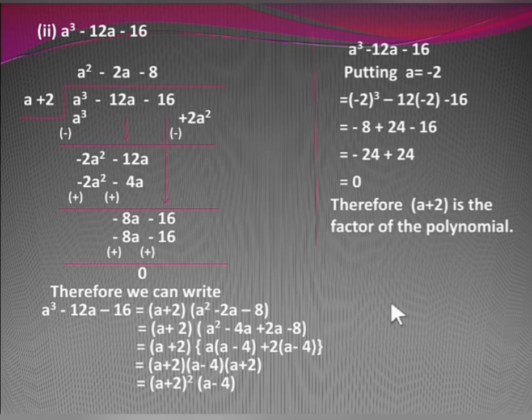So in the next video I'll try to show you more sums of this type.